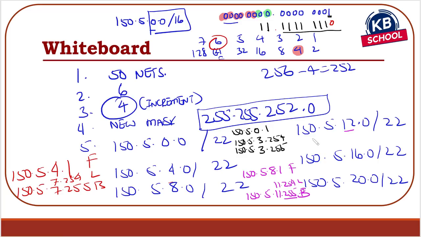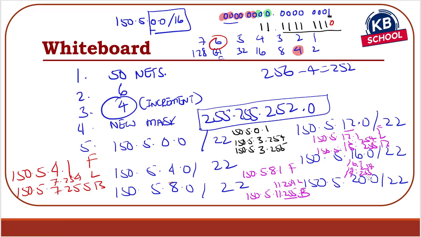On the 12 network, 150.5.12.1 is my first one, and 150.5.15.255 is the broadcast, with 15.254 the last usable one. On the 16 network again, 16.1 is the first usable one, the broadcast is 19.255, and the last usable one is 19.254. So on and so forth.